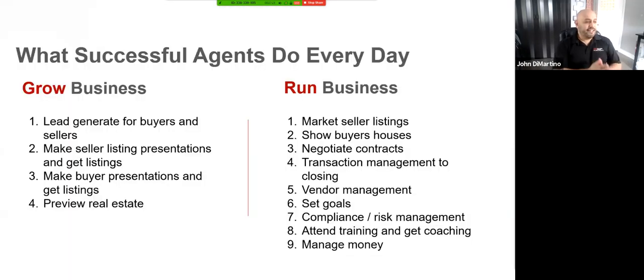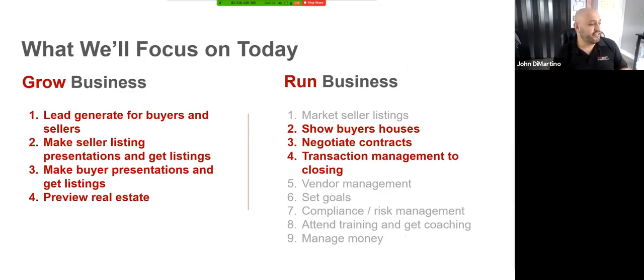So we've seen this chart before. This is what successful agents do in this business. They do this stuff every day, and like we said, success leaves clues, right? This is exactly what successful agents do every day. They do two types of activities: they're either growing their business or they're running their business. And some of the things we're going to be focusing on today are in these areas.